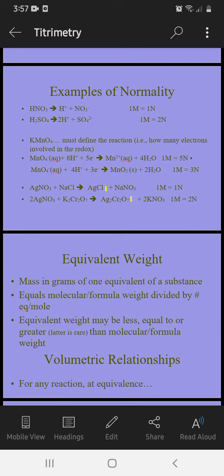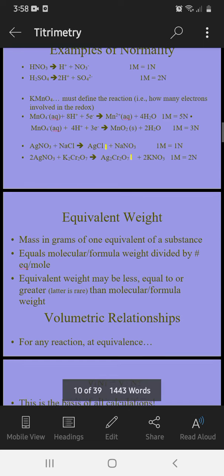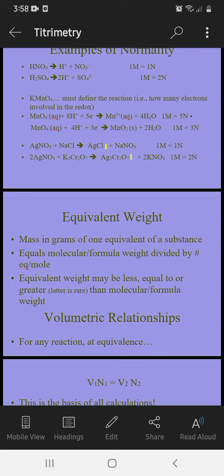Examples of normality: Ag+ from AgNO3, one mole is equal to 1 normal. Na2SO4 gives 2Na+ plus SO4 2-. For KMnO4, the reaction must be defined, that means how many electrons are involved in the redox. MnO4- plus 8H+ plus 5e- gives Mn2+ plus 4H2O. MnO4- plus 4H+ plus 3e- gives MnO2 plus 2H2O.